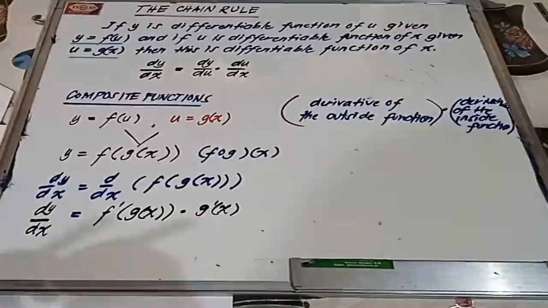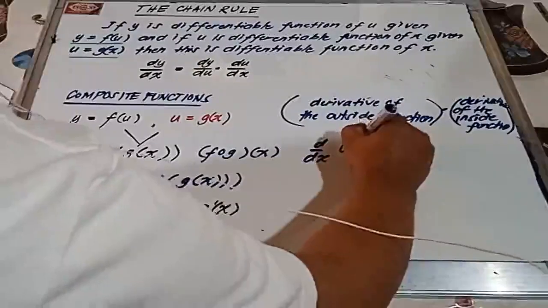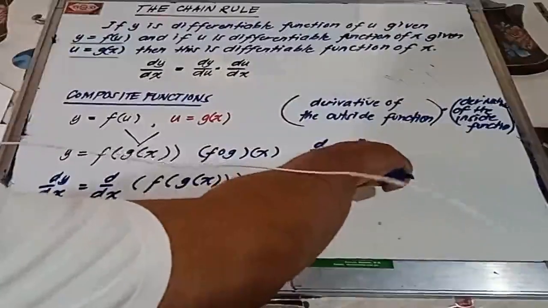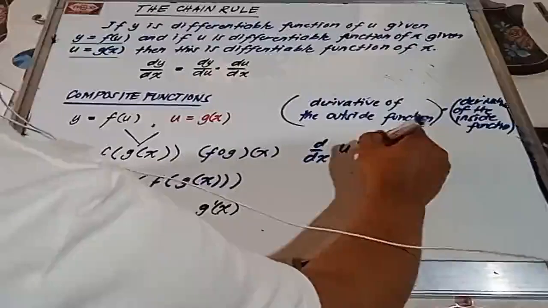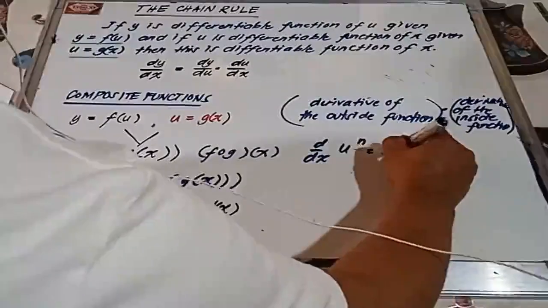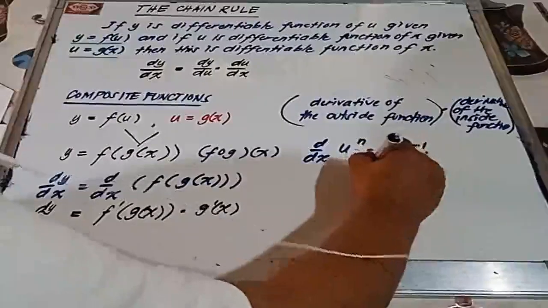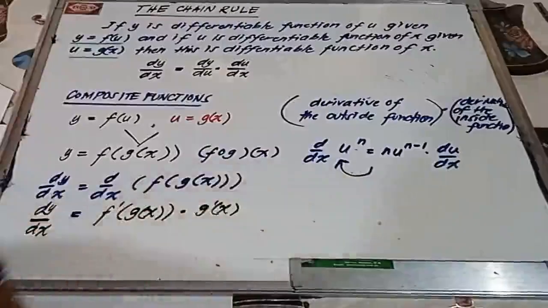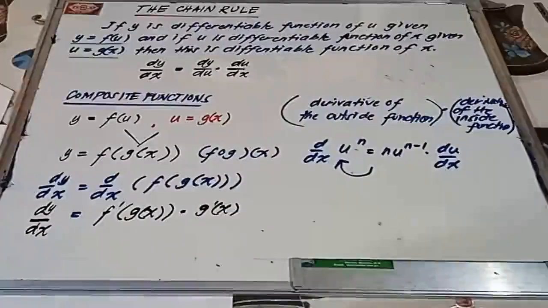So, kung natatandaan nyo, yung ating power rule of differentiation, naka-chain rule na siya. Okay? Derivative of u to the n. Okay? So, yung ating outside function, gamit yung power of n. So, mangyayari, n, u, n minus 1 times derivative nung inside, yun yung ating u. Kaya nagkakameron tayo doon ng du over dx. So, ito yung power rule of differentiation, chain rule of differentiation na rin.